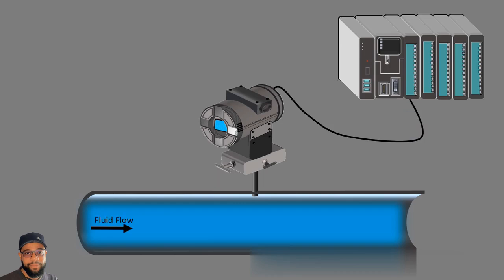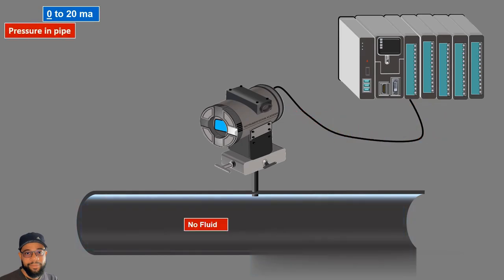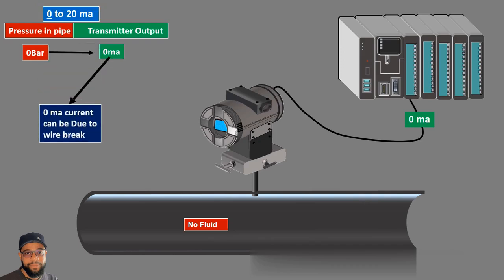Now consider the other case, that fluid passing through the pipeline exerts pressure in the range of 0 to 10 bar and the transmitter is calibrated to generate current signal in the range of 0 to 20 milliamperes. When there is no fluid flowing through the pipeline, the transmitter generates 0 milliampere current at the output terminals. In this case, it would be extremely difficult to identify whether the 0 milliampere current is due to a wire break of the transmitter or due to no pressure of the fluid. Hence, if the transmitter is calibrated to generate current signal in the range of 4 to 20 milliamperes, faults like wire breaks can be easily detected.